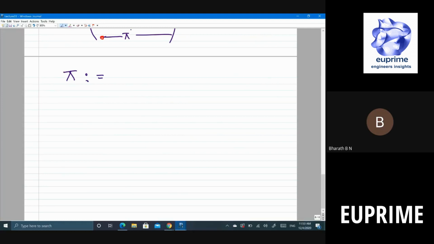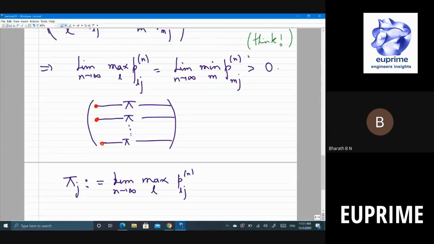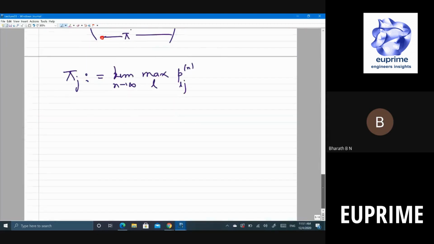Yeah. So basically, now we'll define a vector pi, or in fact, instead of the vector, I'll just define the jth element. It's the limit, basically the jth entry of any row: the limit as n tends to infinity of the max over all L of PLJ in n steps. This is the same as the minimum over all L of PLJ. By the previous result, both max and min will be the same, so this is definitely greater than 0.